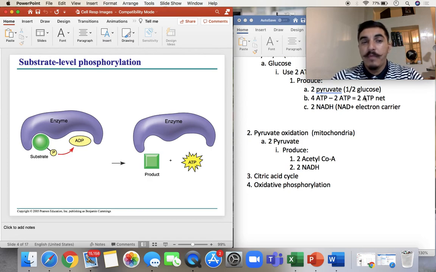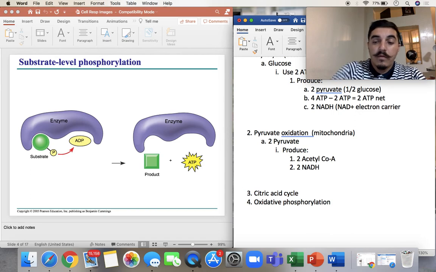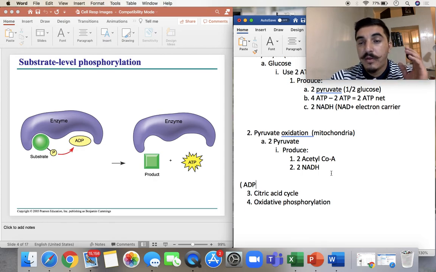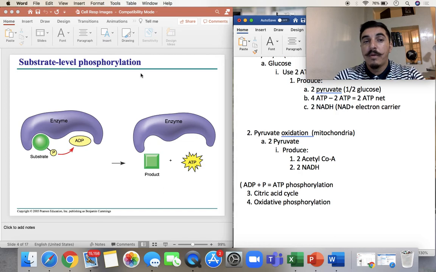So the ATP, how we make it: we phosphorylate an ADP plus P. Remember from the energy video from last week, we have ADP plus P. Adenosine diphosphate. Remember, di means two phosphates. So when you add a P to ADP, you make ATP. With two phosphates, you add a phosphate and make ATP, or triphosphate. That is phosphorylation, the adding of a phosphate to the ADP to make ATP.